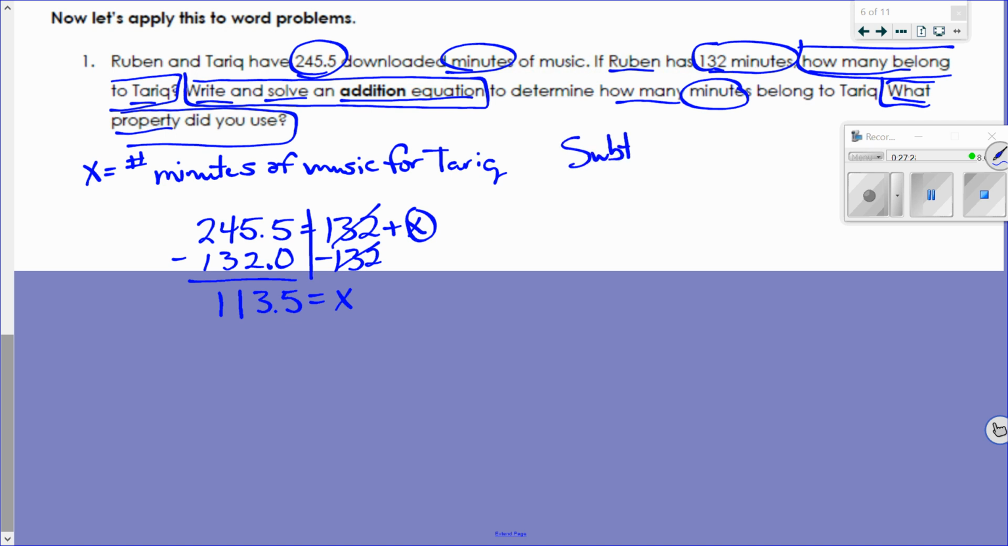It was the inverse operation, but it asked specifically for the property. Inverse operation is not a property. Subtraction property of equality is what we used. Now technically we also used what? Additive identity property of 0. But really to solve it, we used the subtraction property of equality.